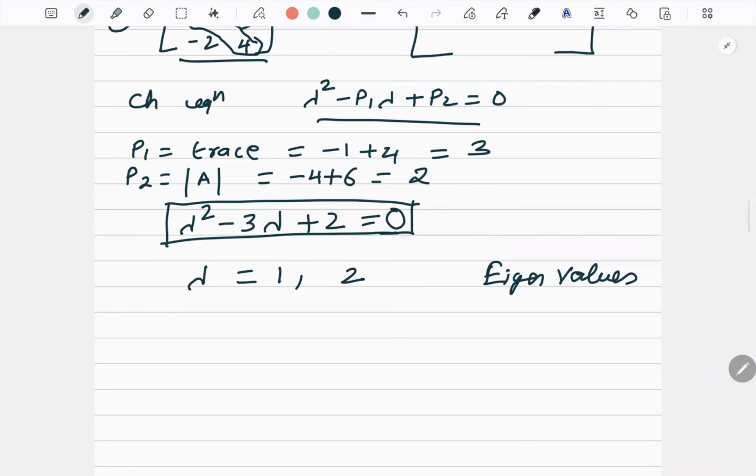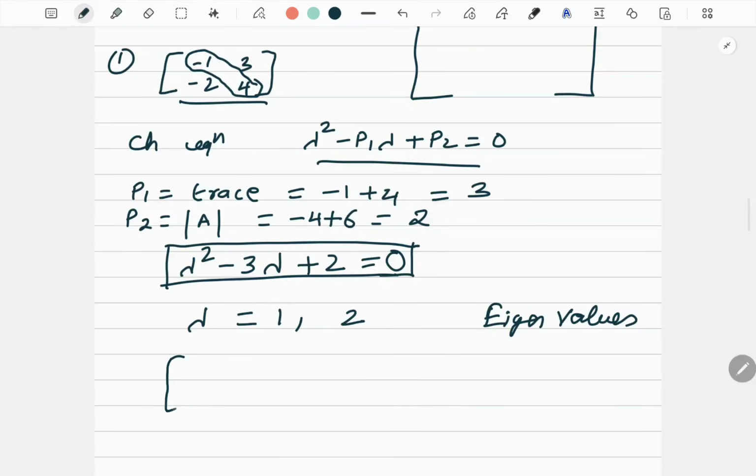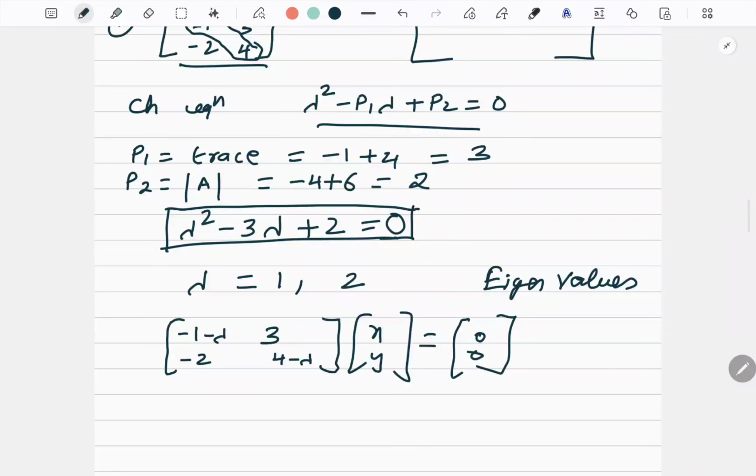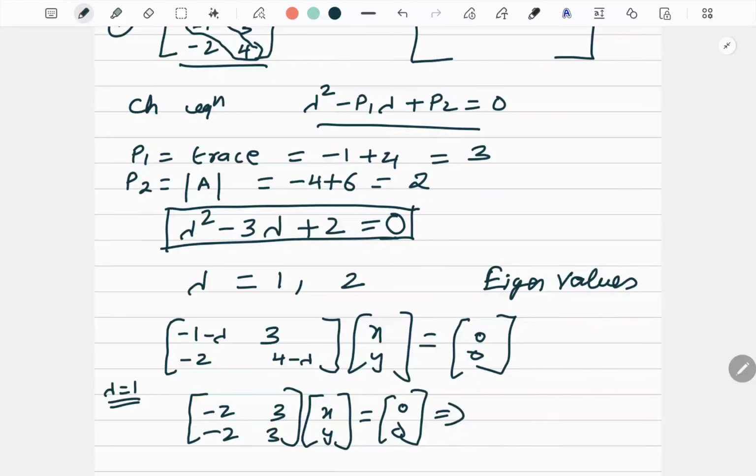Correct? Now for the eigenvector, what you have to do is write down this matrix: minus 1, 3, minus 2, 4. Now to the diagonal elements, write minus lambda. Here you write x and y, and here you write 0 and 0, right? For each eigenvalue you need to find the eigenvector. So first let me do it for lambda is equal to 1. When I put 1, what will I get? Minus 1 minus 1 is minus 2, 3, minus 2, 4 minus 1 is 3. Then (x, y) is equal to (0, 0). Now if I solve it, minus 2x plus 3y. If you observe, the second row is also giving the same equation.